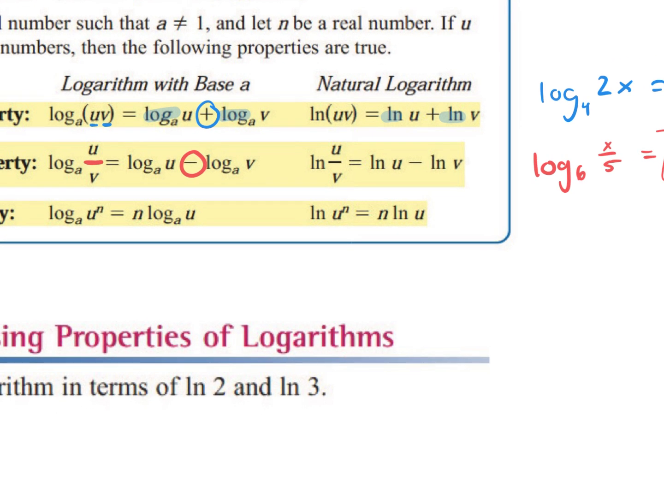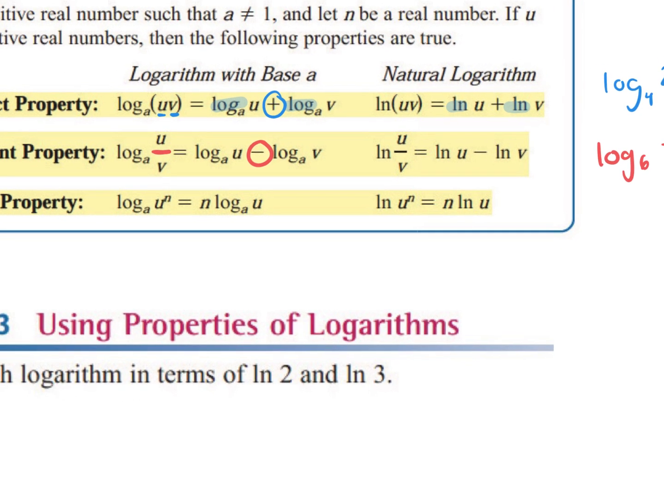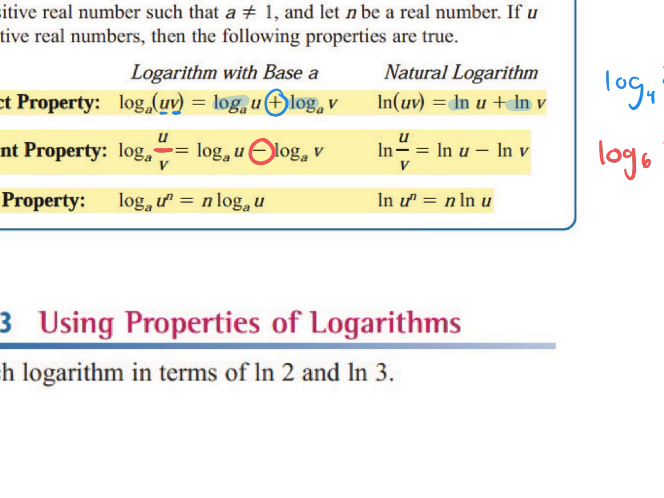Same things happen if you have ln's. Same rules. Last property we have here is the power property. If you have the log to an exponent, you can move that exponent in front of your log and it becomes a coefficient.